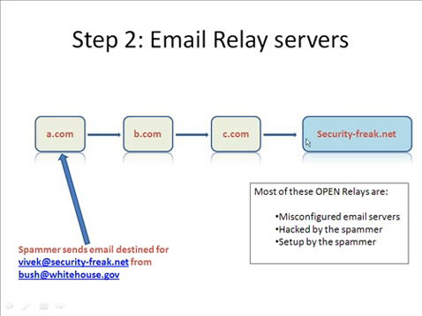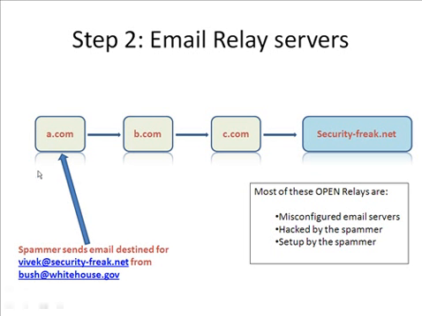He's going to use this chain and send the email to the first email relay in that chain, say a.com's email server, which is going to relay that to b.com, which again to c.com, and then finally c.com delivers the email to security-freak.net's email server. If you notice, this adds a lot of email headers when a.com transfers it to b.com and then c and then finally to security-freak.net, which makes it very tough to find out whether the email is authentic or not.